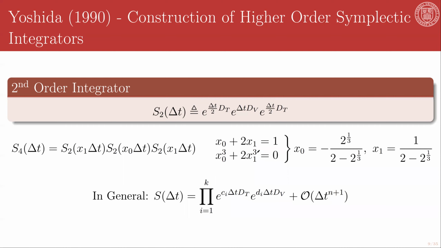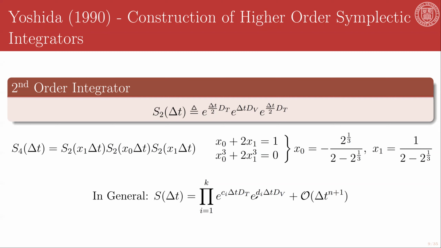This again comes from the matching of those coefficients to the Taylor expansion of the system, and solving, we get this value for x naught and this value for x1. In general, the result here is that you can build even order symplectic integrators as these types of symmetric products. So again, S delta t to order n is going to be the product of these two mappings back and forth. So how do we get these coefficients?